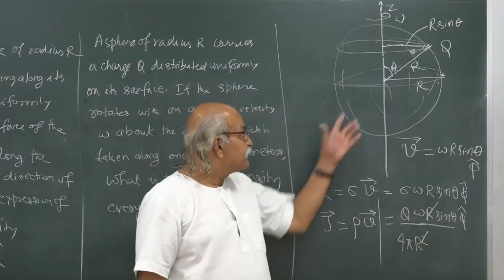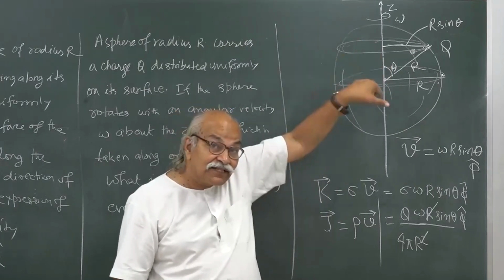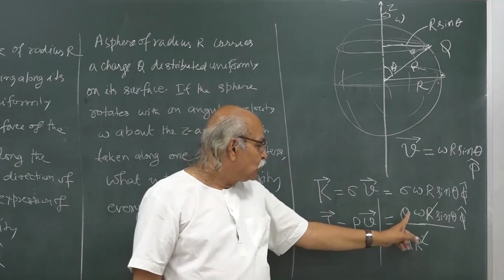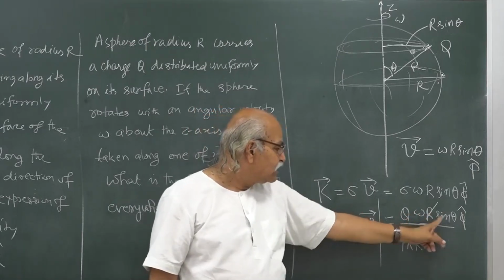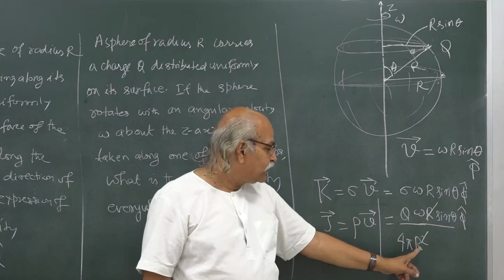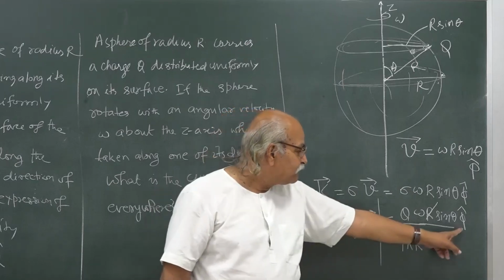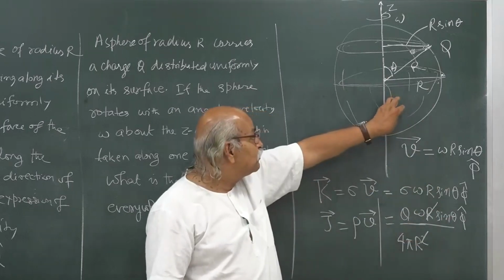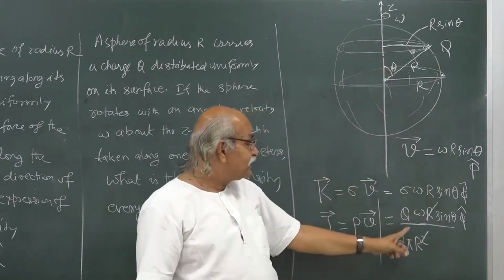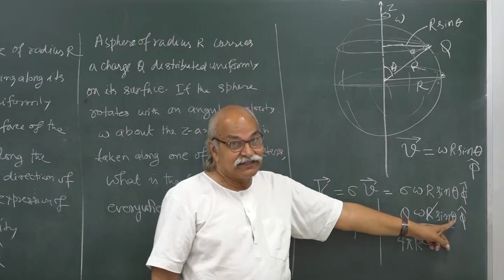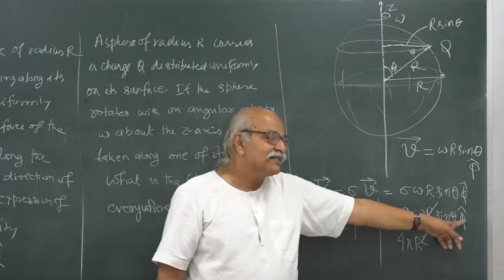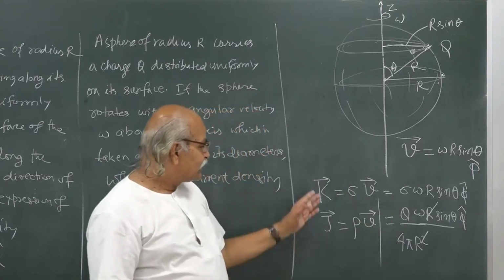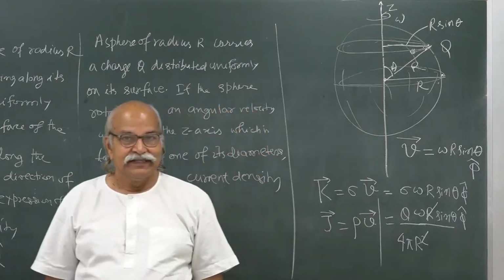The current density at the surface of this sphere is Q omega sin theta divided by 4 pi capital R, and then phi cap. This theta is variable, so at different points you have different current densities. The magnitude and direction also change, with phi cap tangent to the velocity. So that is the current density.